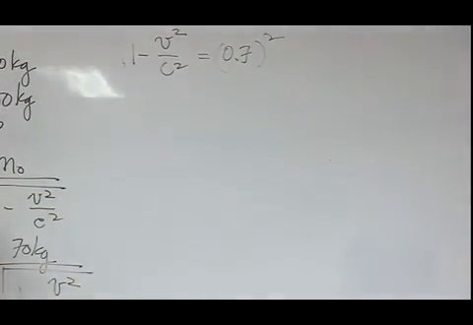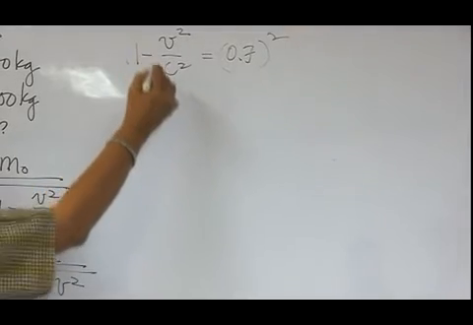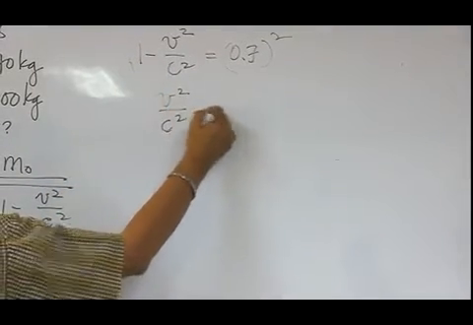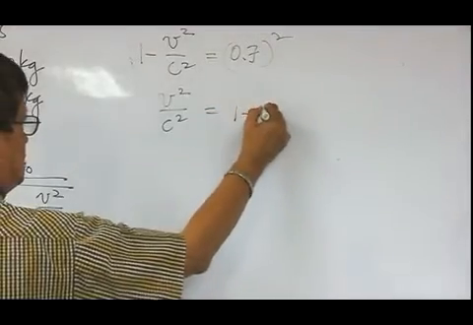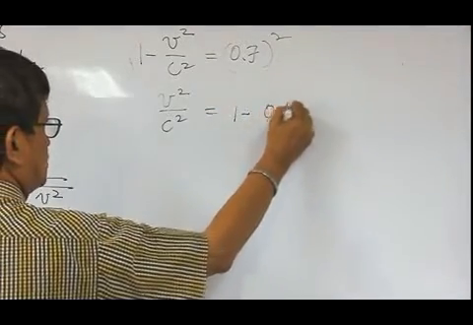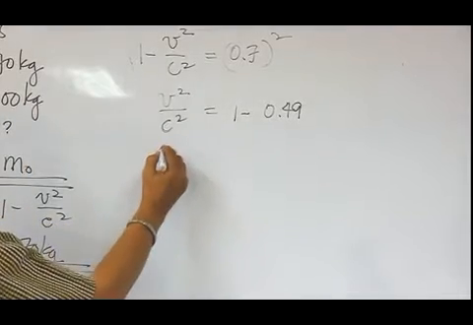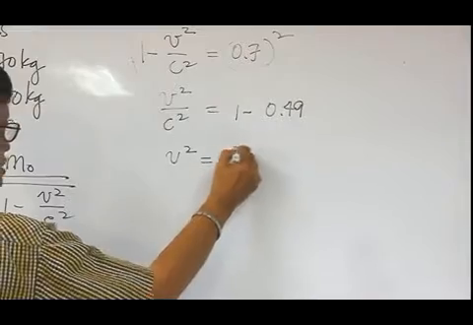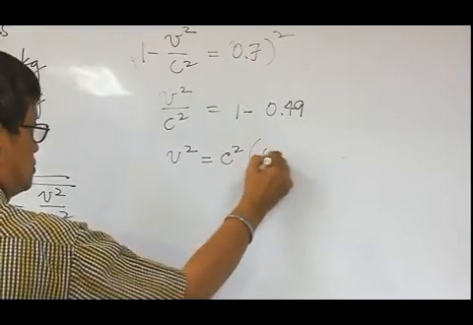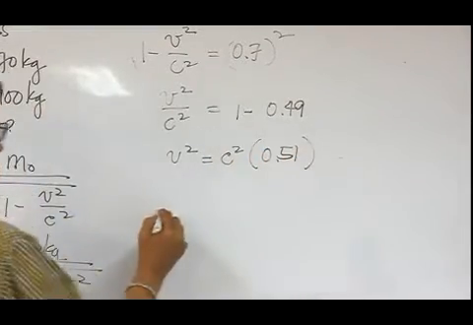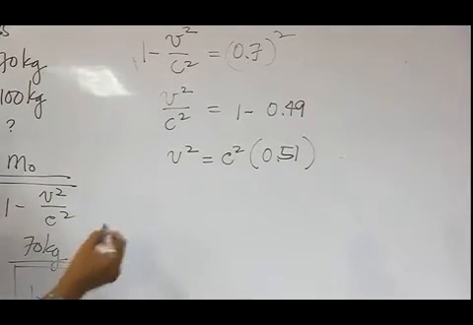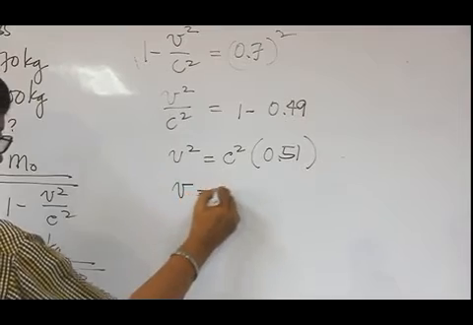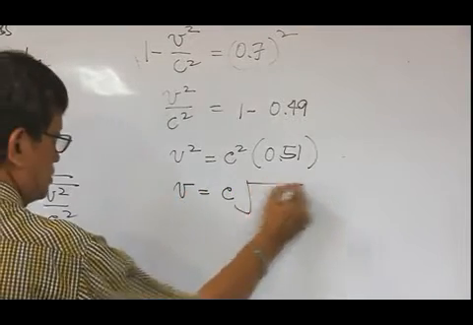Then separate the ratio between v squared and c squared from the other constant. So the result will be v squared over c squared equal to 1 minus 0.49, which is 0.51. Then separate v squared from c squared, transferring it to the other side. Then it becomes v squared equals c squared multiplied by the difference between the two, which is 0.51. And to determine the velocity, extract the square root of both sides. Then the result will be v equal to c times the square root of 0.51.